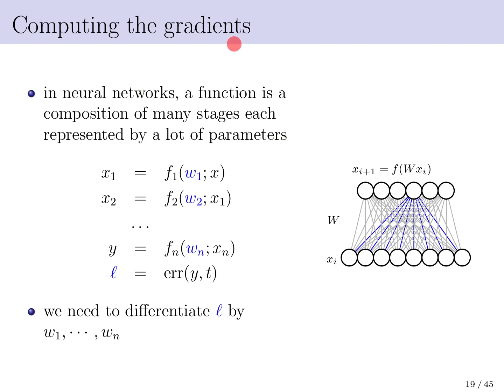So, computing the gradients. The challenge here is that the function you are trying to build is a complex function. In neural networks, a function is typically a composition of many stages, or something called layers, each represented by possibly a lot of parameters. So this is a sort of template of neural networks.